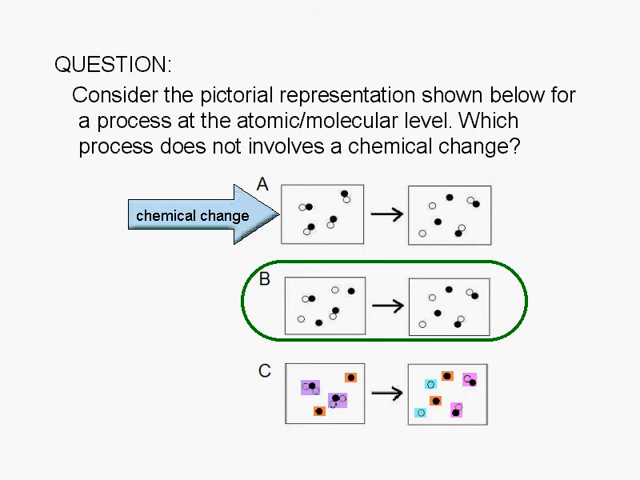Note that nothing really happened to the element being represented here by filled circles. The chemical change here involves the breakup of each triatomic molecule into a diatomic molecule and an atom.